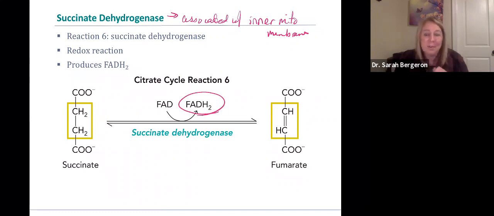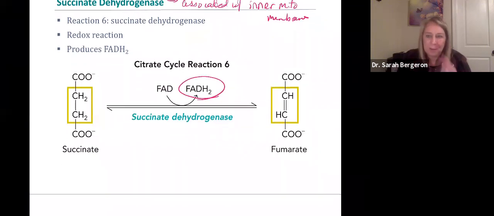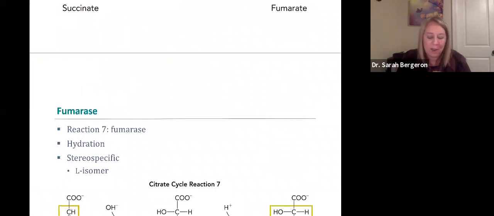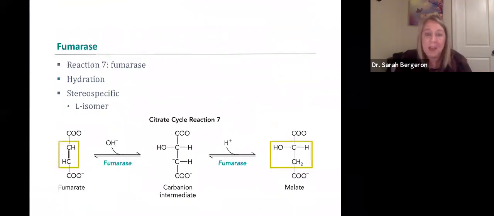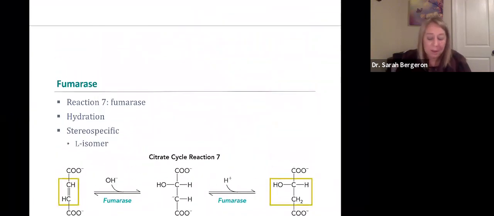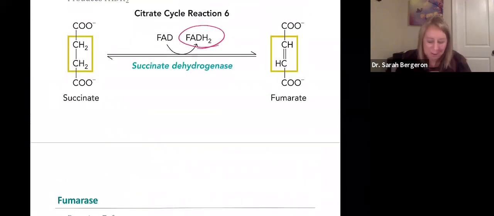Now, you have to remember that FADH2 and NADH go to different places within the electron transport chain. So you're going to derive different amounts of ATP from FADH2 than from NADH. So we're going to have to be careful about that. When we get to the end, we're going to quantify how much ATP we actually use, how much ATP we actually make, excuse me. So now we've got fumarate, right?